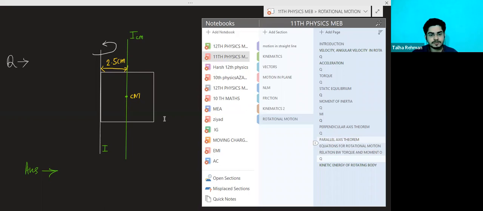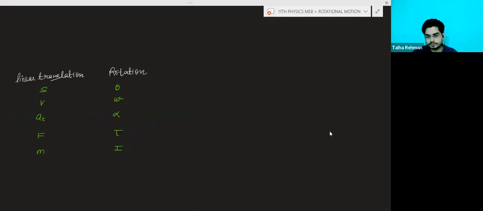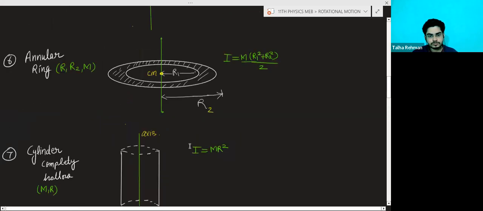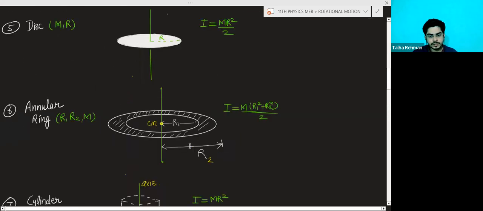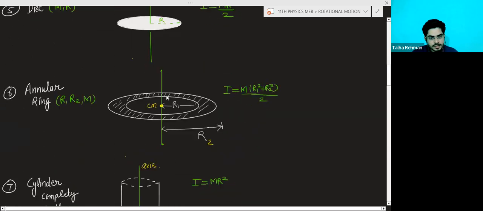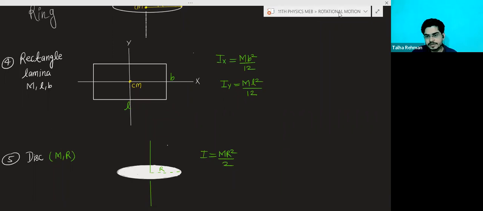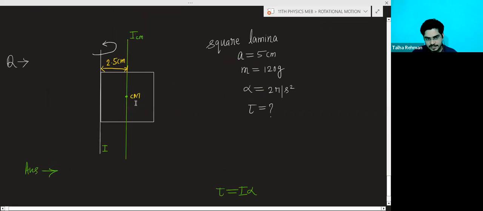You can see here in the moment of inertia table. About this axis, if this distance is b, the moment of inertia is Mb square by 12. If this distance is l and you convert this into a square, taking the side of the square as a, the moment of inertia will be MA square by 12 about that axis.